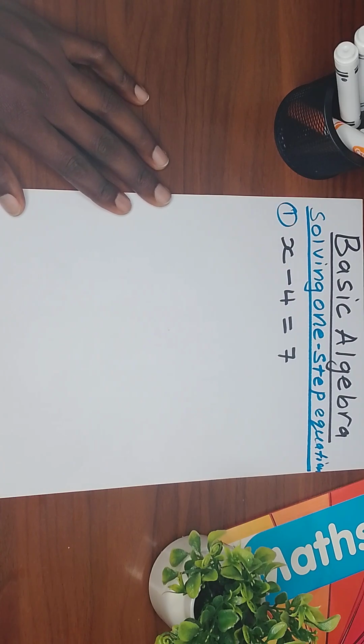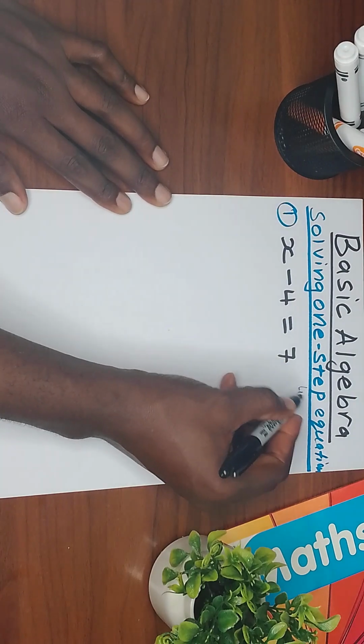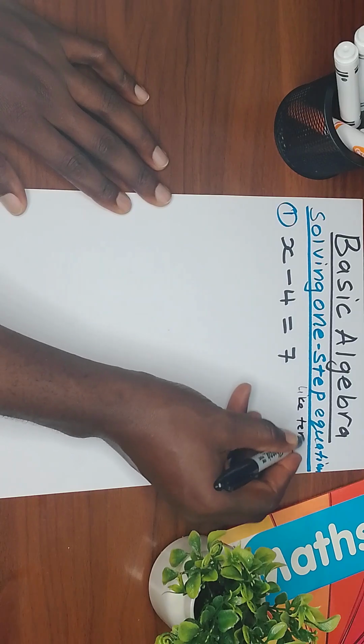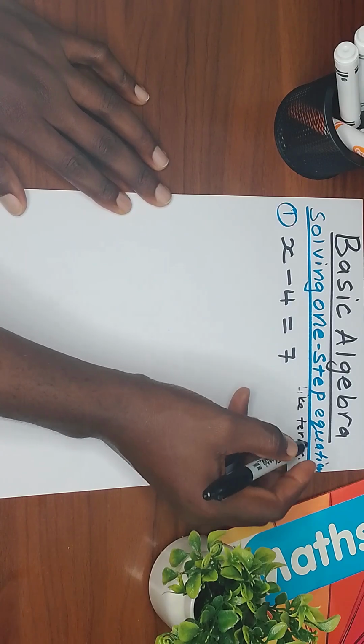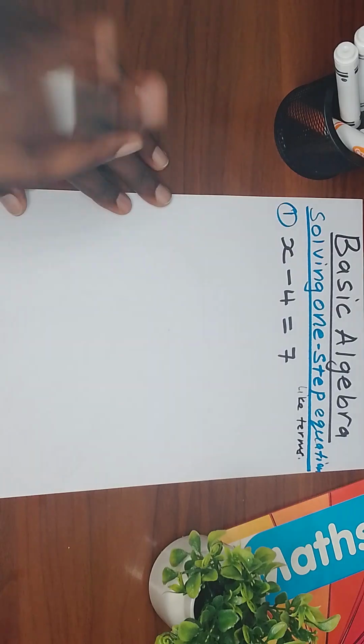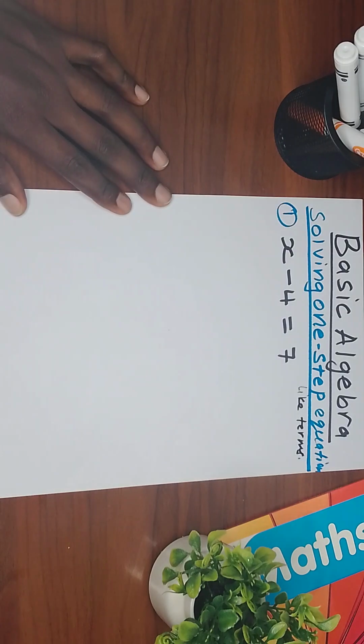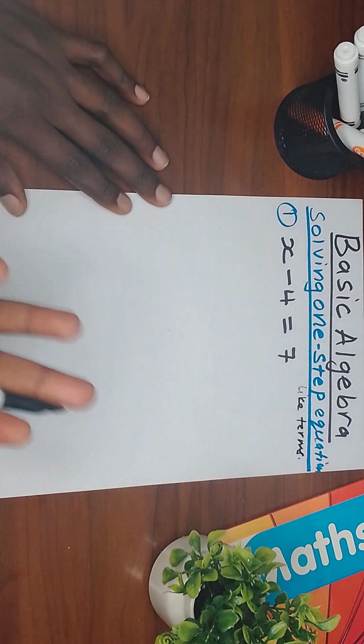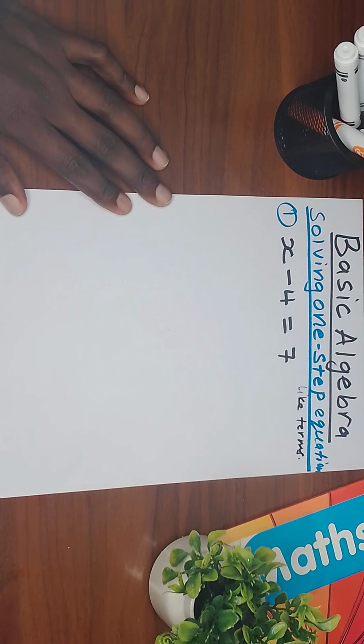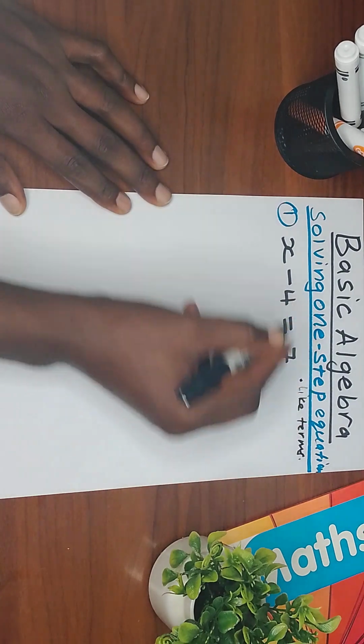In solving one-step equations, there are two things that I would like us to focus on. Number one is collecting like terms. Putting like terms together, numbers that look alike. If they are letters, you put them together. If they are numbers, you put them together. That is what we call like terms.